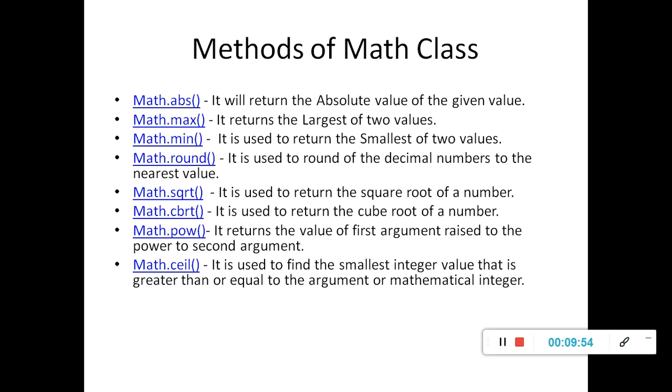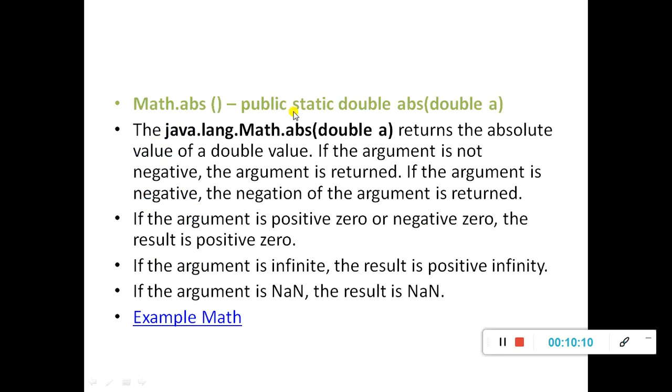So these are the methods of the Math class. First is the absolute. It will return the absolute value of a given value. We'll see these methods one by one. What is an absolute value? It returns the absolute value of a double value. Before we see this, first we'll see how the method is declared inside the Math class.